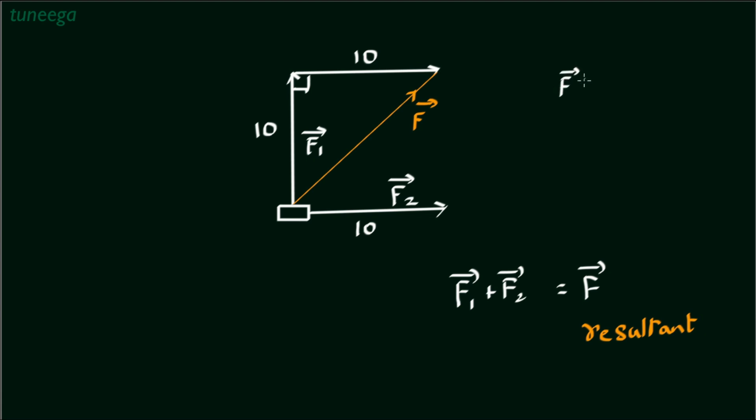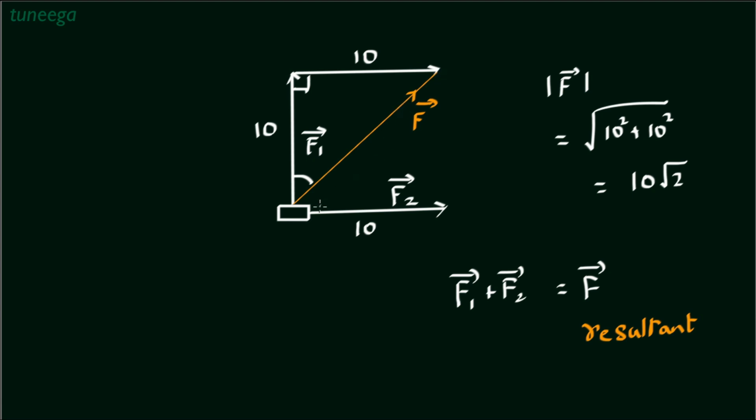How do I write the magnitude of F? You put these two lines. The magnitude, that is the length of F, is, by Pythagoras theorem, root of 10 squared plus 10 squared. That is equal to 10 root 2. So, a 10 root 2 newton force acting at 45 degrees. How do I know it's 45 degrees? It's a right angle isosceles triangle. So, this is 45 degrees. So, the answer is F1 plus F2 is not 20. It is 10 root 2 units acting at 45 degrees.